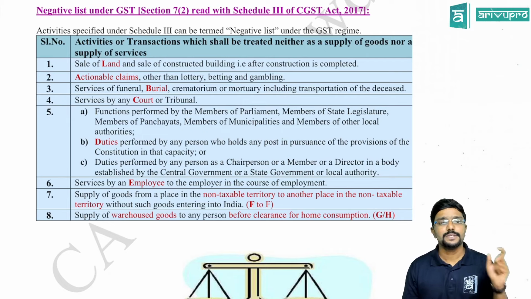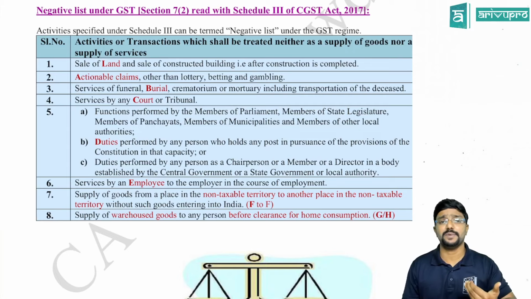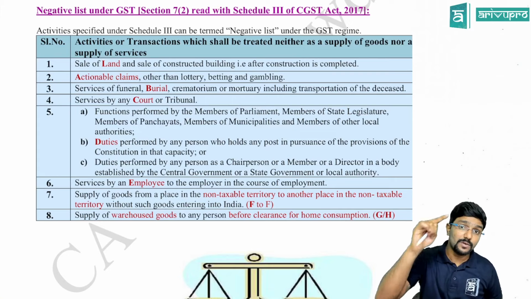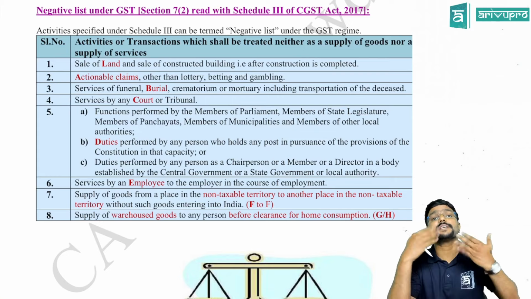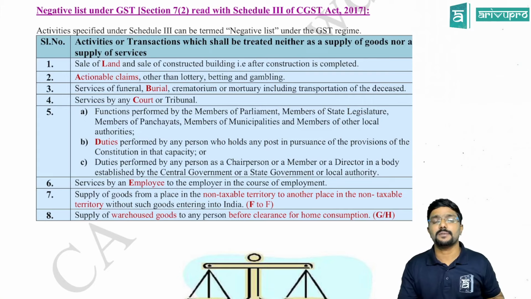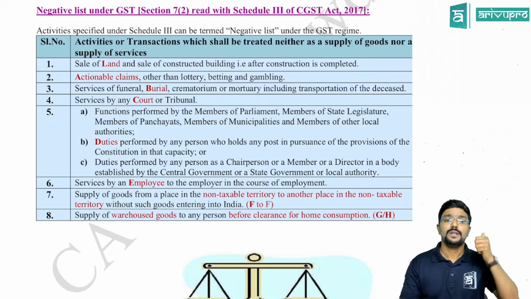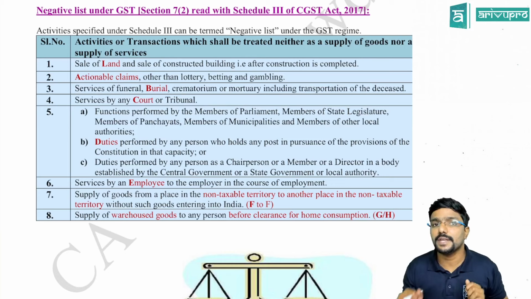Chalo, what are those? Sale of land and sale of constructed building, that is after construction is completed, post constructed building. Then actionable claim. Goods includes actionable claim, but here actionable claims are excluded, meaning it is covered in negative list on which GST is not applicable. But on 3 actionable claims, GST is applicable. What are those? Lottery, betting, gambling. So lottery, betting, gambling is not covered in negative list, guys.